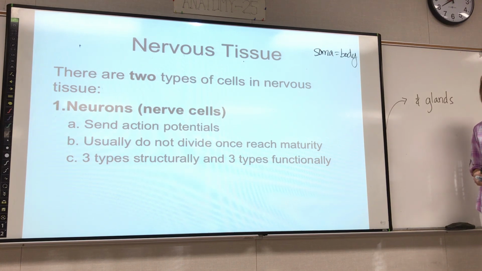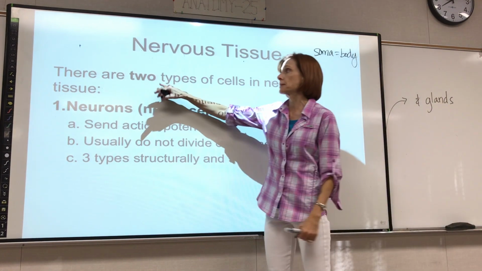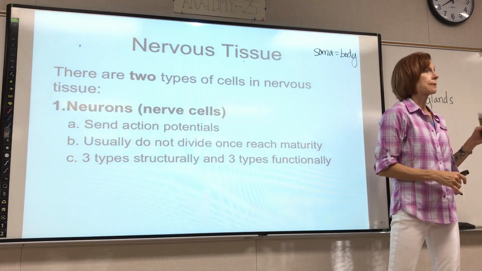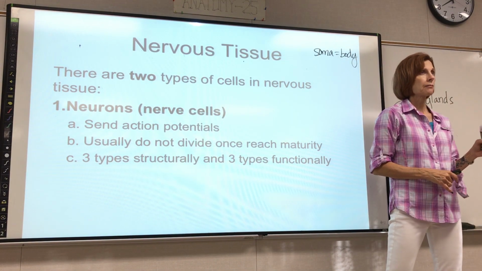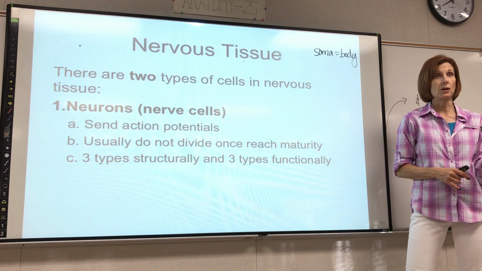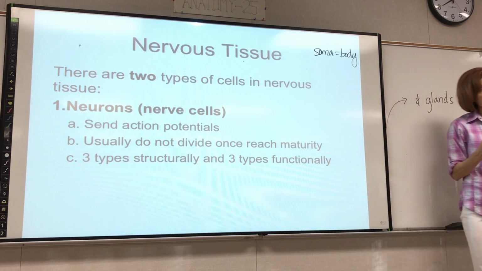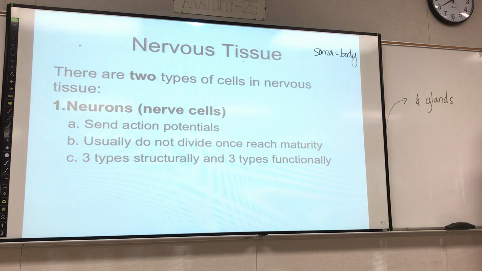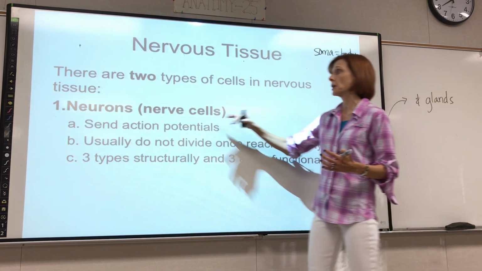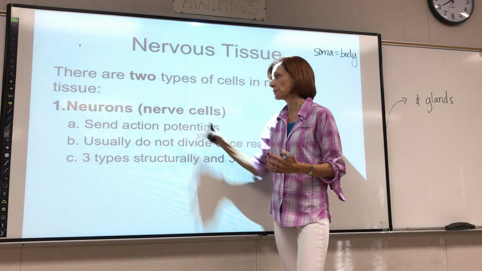Okay, so in nervous tissue, we have 2 types of cells. First, we're gonna talk about neurons. These are the ones we've talked about a little bit already. The other group of cells is what's called neuroglia, and they're kind of like supporting cells. They support neurons in different ways. So let's first talk about neurons. These are also called nerve cells.